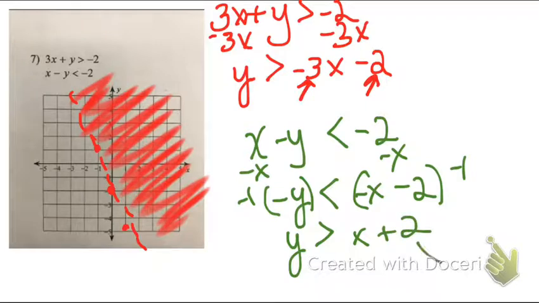Okay, so now I have my y-intercept and I have my slope. So I'm going to put my y-intercept there, and my slope is 1. And again, this is going to be a dashed line because it's greater than but not equal to. And let me go ahead and do my shading, so it's all the stuff above that. And our solution set is where those two meet.